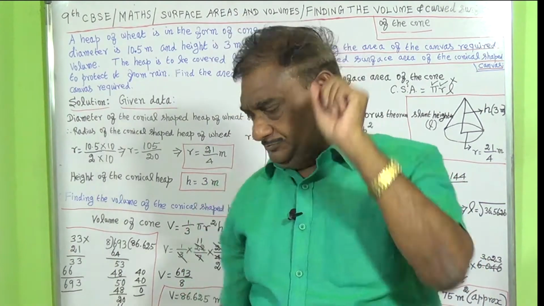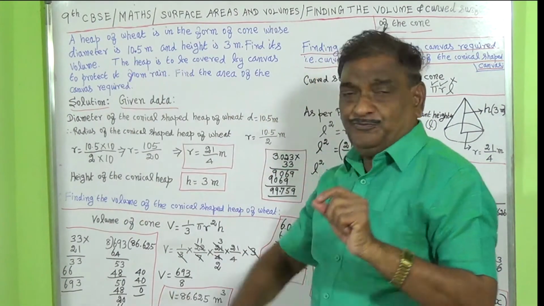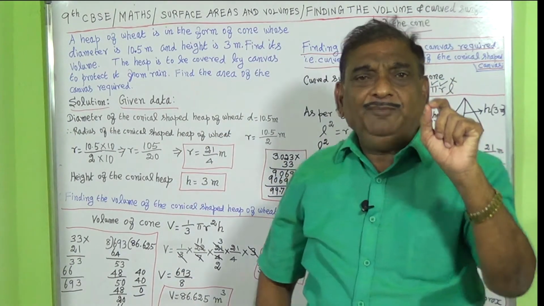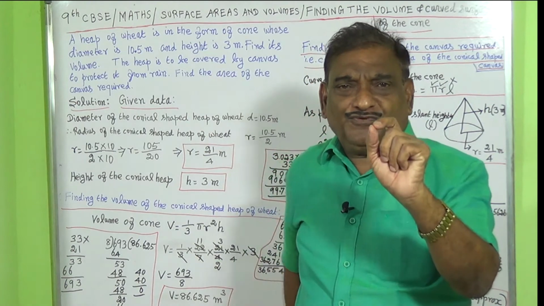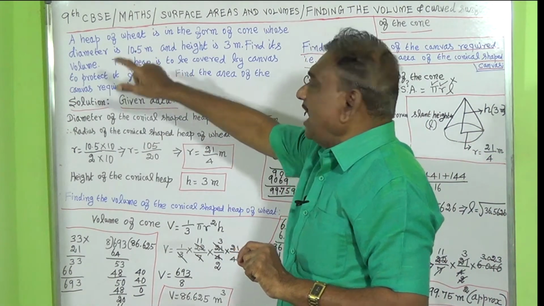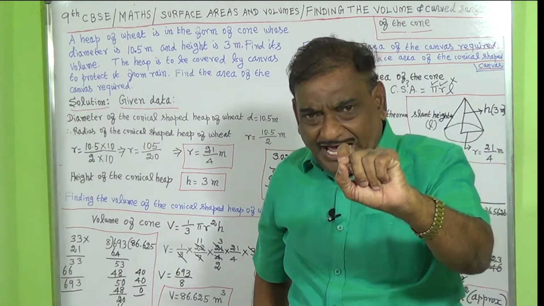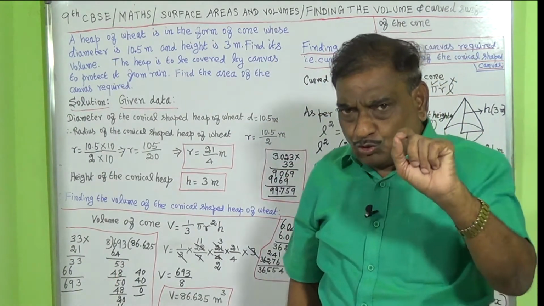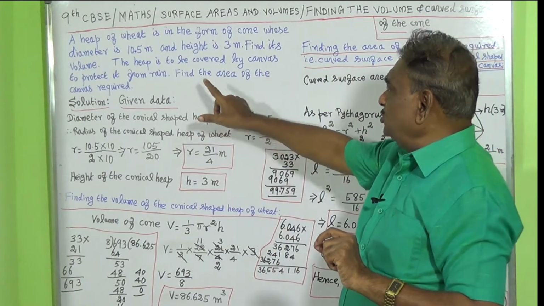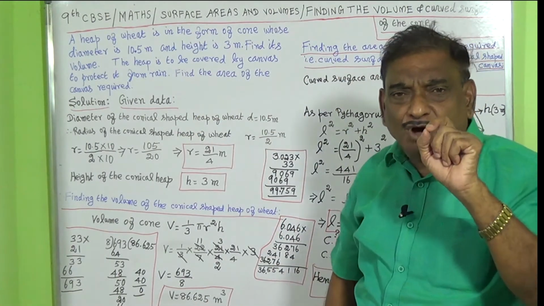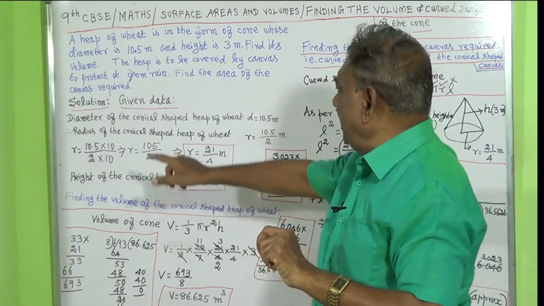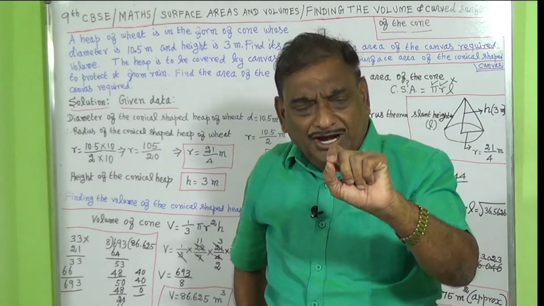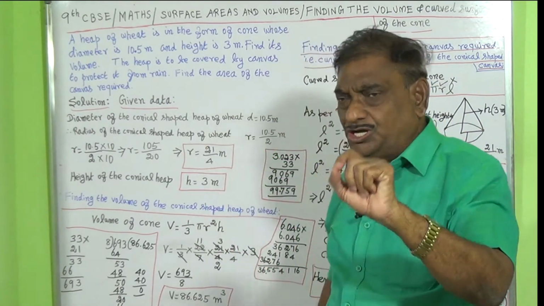What is the sum? A heap of wheat is in the form of a cone whose diameter is 10.5 meter and the height is 3 meter. Find its volume. It is the first question. The heap is to be covered by canvas to protect from the rain. Find the area of the canvas required. It is the second question asked.